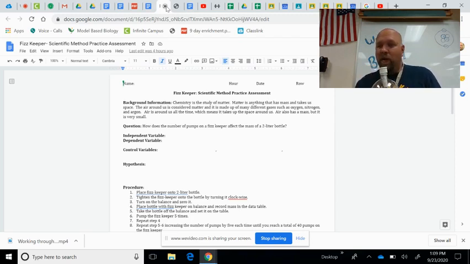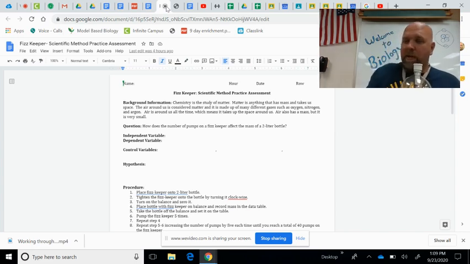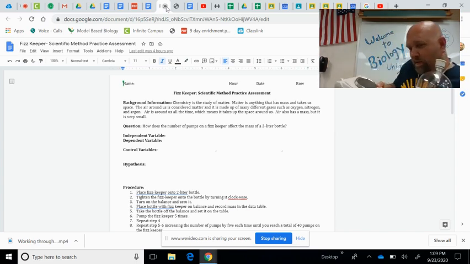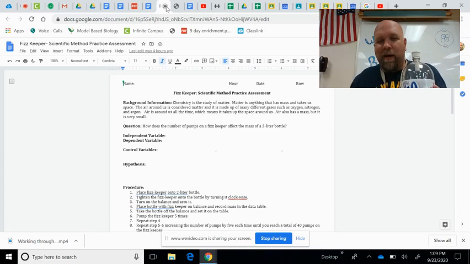We can actually weigh it on a balance, which I have right here, that I'm going to use to measure the bottle and collect the data.